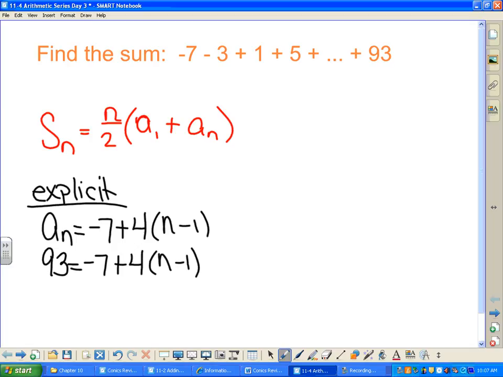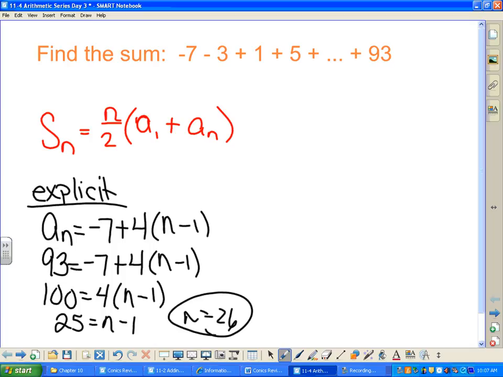Now, couldn't you solve that? Add a 7. Divide by 4. And therefore, n is 26. So that's how you get n to be 26 without just punching it into your calculator over and over.